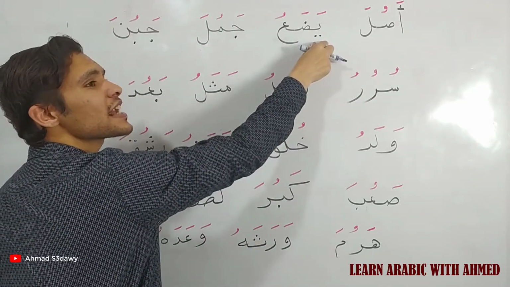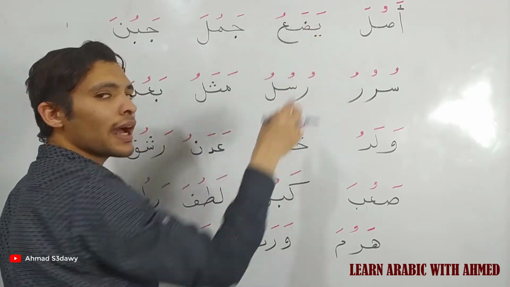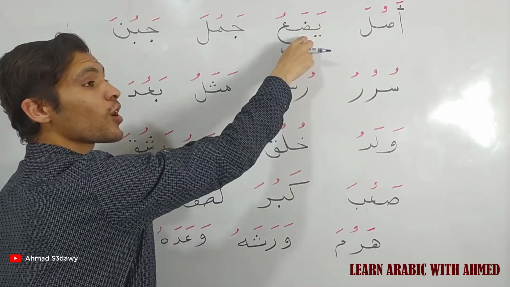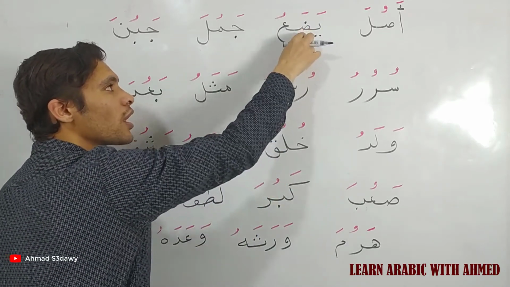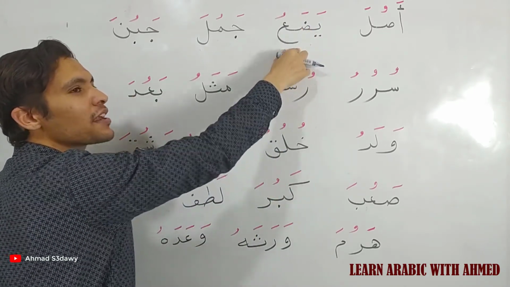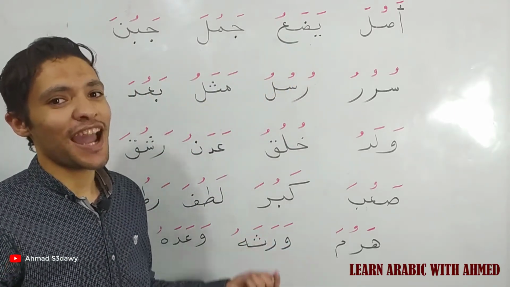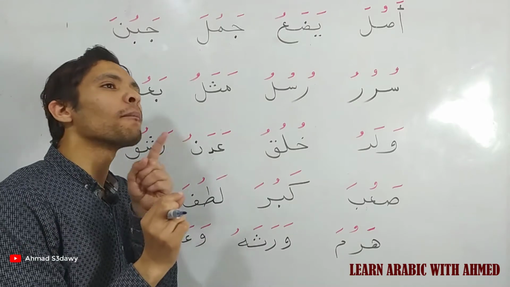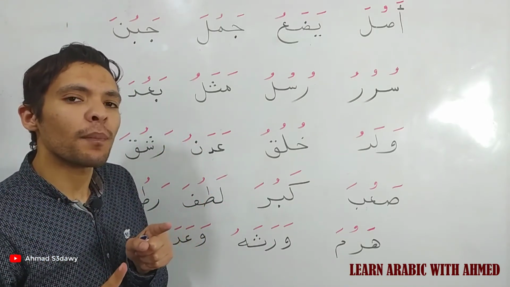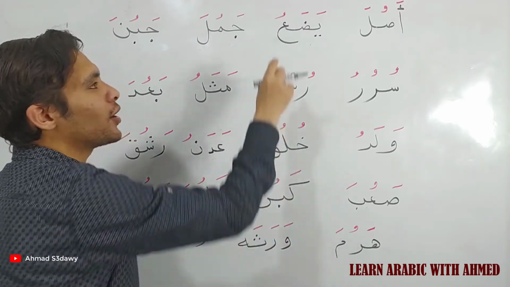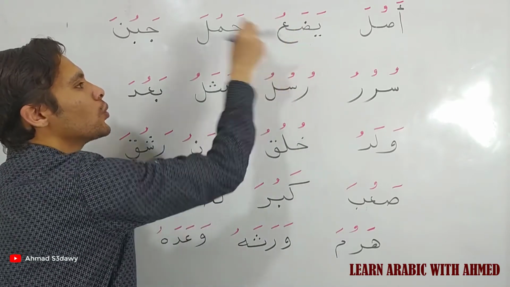And here, this is ya, 2 dots under the bed. It's ya with fatha, ya. And here it's dad, dad with fatha, da. Ya, da. And here it's ayn, ayn with dhamma. A? No, you cannot say a because ayn with dhamma, not fatha. Ayn with fatha, a. Ayn with dhamma, u. Exactly, u. So you say ya, da, u, yada'u.